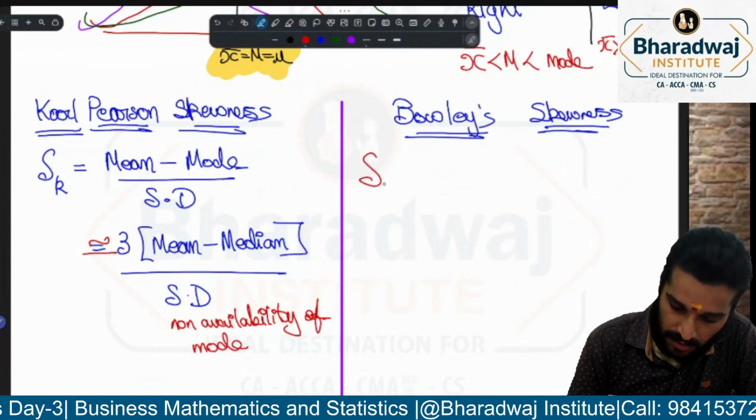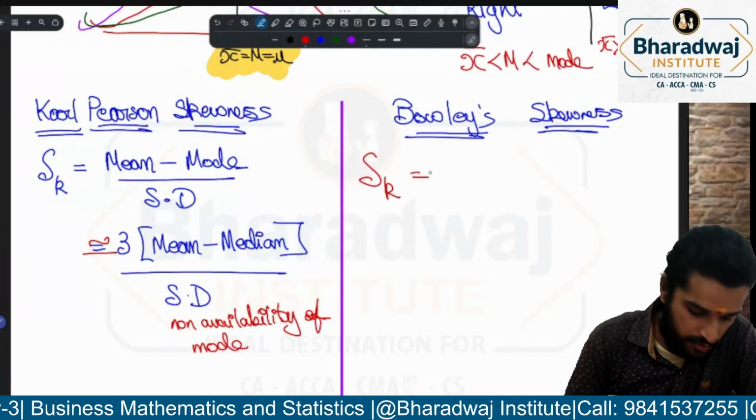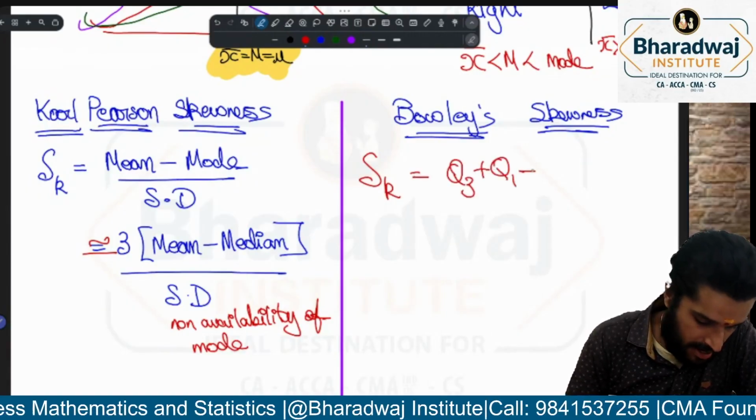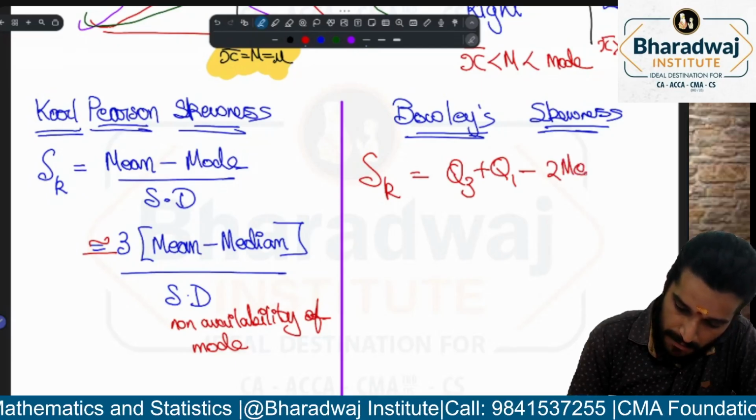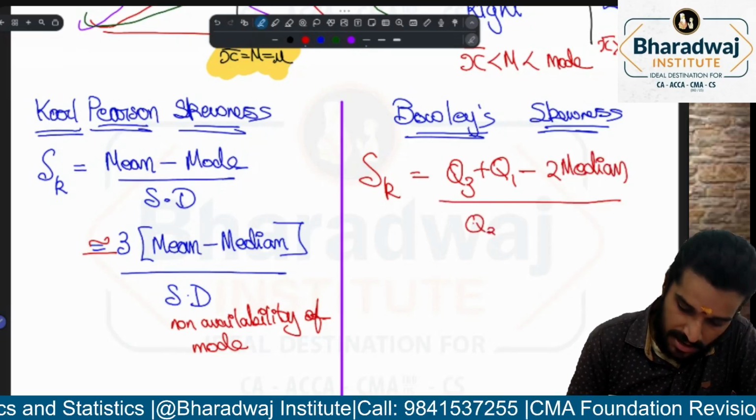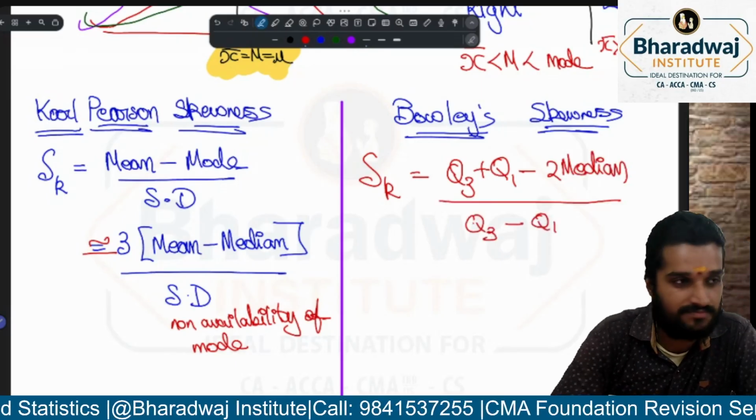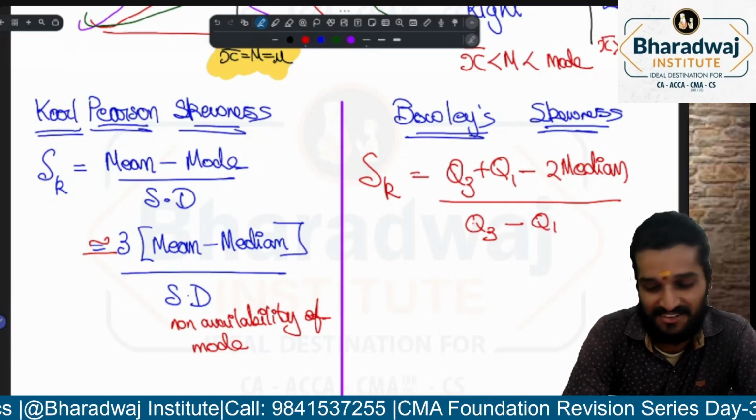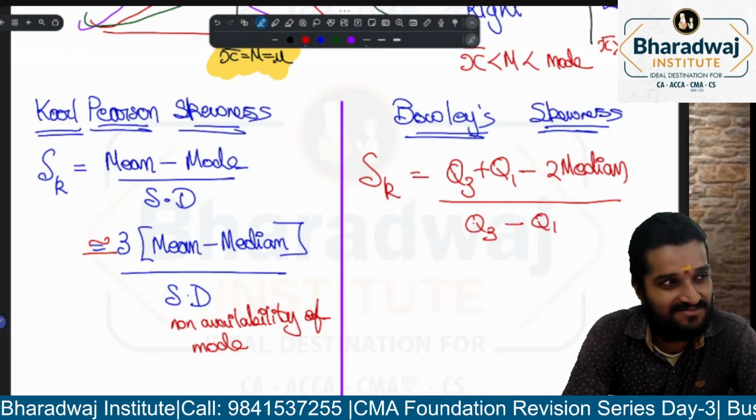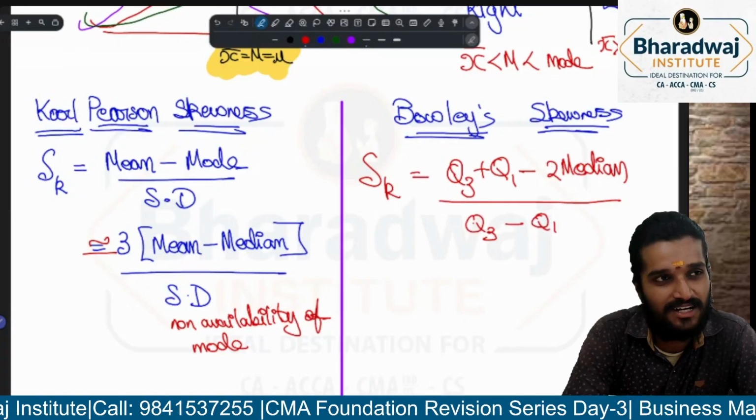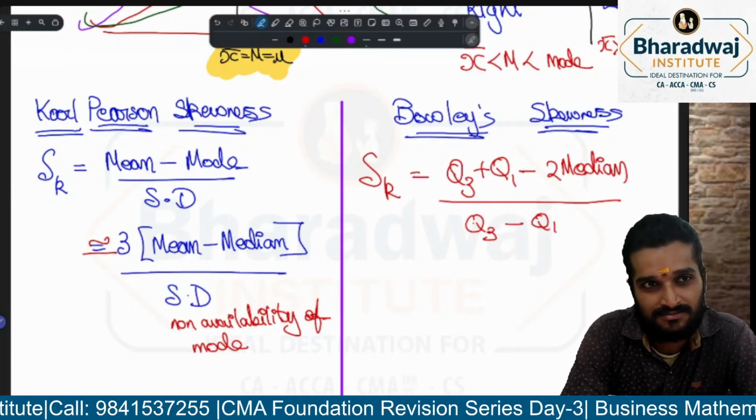Now, when it comes to Bowley's coefficient of skewness, it will be Q3 plus Q1 minus 2 times median, divided by Q3 minus Q1. The thing is, he played with quartile deviation. He played well with quartile deviations. Just with quartile deviation, he found the skewness.